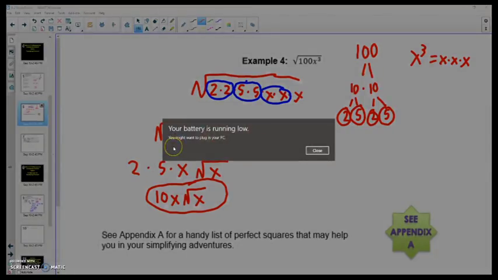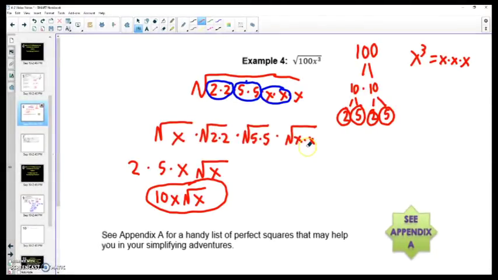Now, I do want to point out one thing. Sorry, the battery's running low. I'm trying to milk the last bit of it here, so ignore that pop-up.